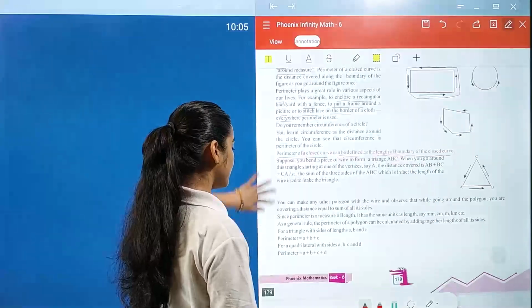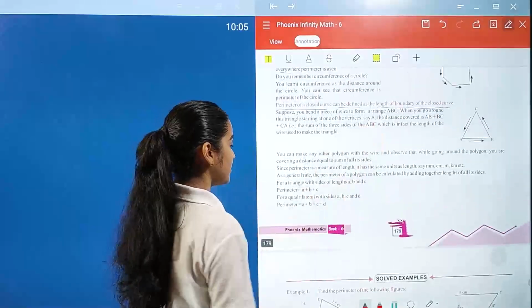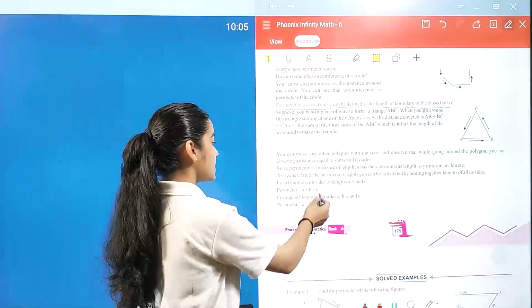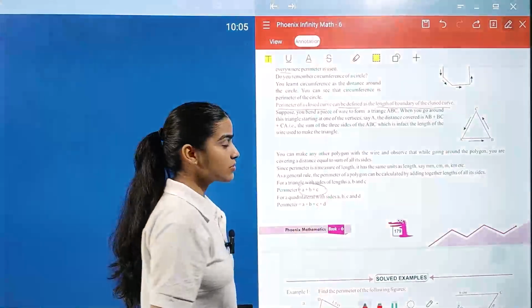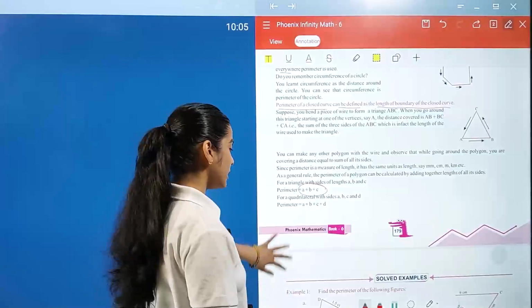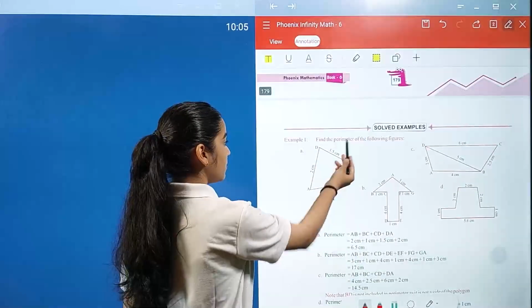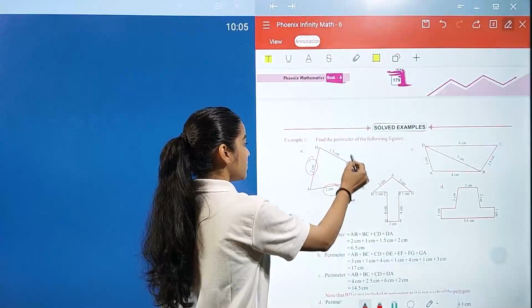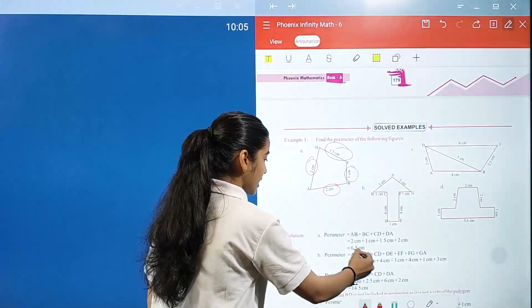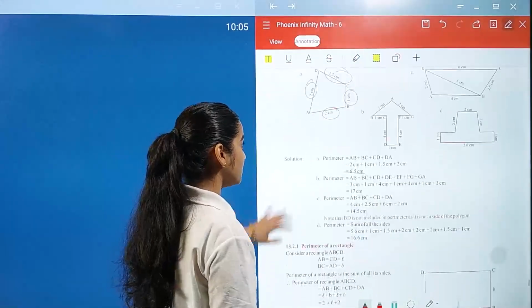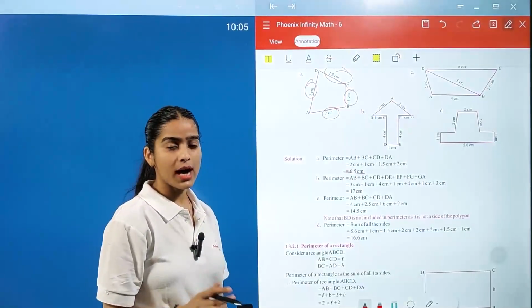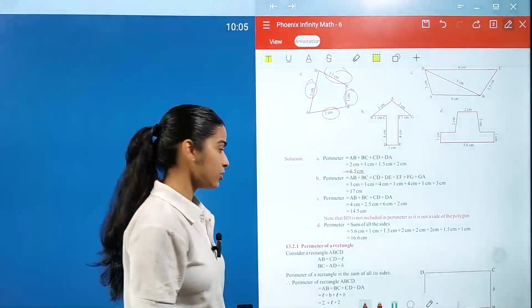For example, this is the figure triangle ABC and you want to measure its perimeter. You can simply add the measurements of these three sides and you will get the perimeter. That's easy. Now find the perimeter for the following figure. You just have to add these four sides' measurements together and you will get your answer, which is 6.5 centimeter. So students, in the perimeter section, you just have to add the measurements of the sides and you will get your answer.